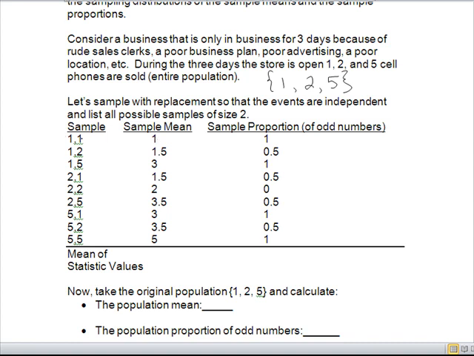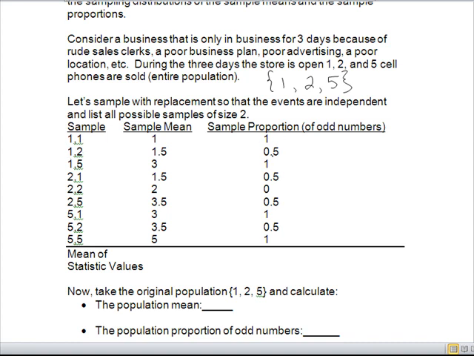Now, in the last column I have the sample proportion of odd numbers. So 2 out of 2 are odd, so that's a 1. 1 out of 2 are odd, that would be a half. 2 out of 2 are odd, so that's 1. 1 out of 2 is odd, so that would be 0.5. 0 out of 2 are odd, so that would be a 0, and so forth.